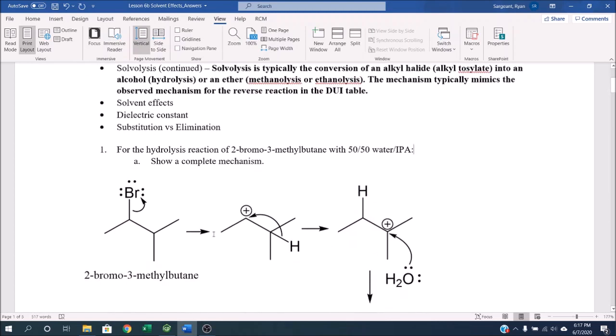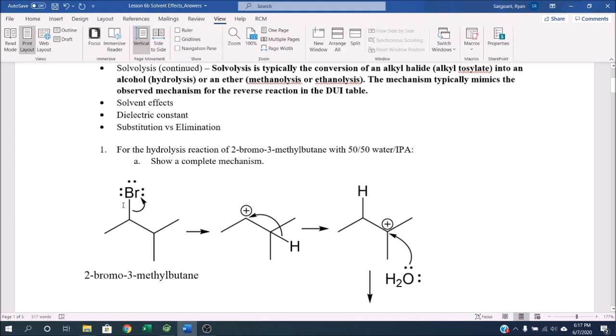So first I want to draw the chemical structure of 2-bromo-3-methylbutane. This is a secondary alkyl halide. And the DUI table tells us that if you take a secondary alcohol and react it with hydrobromic acid, you expect the mechanism to be SN1, but you also have to look out for shifts. And a solvolysis follows the same mechanism as we observed on the reverse reaction. So if a secondary alcohol goes through an SN1 with a shift, then a secondary alkyl halide will also go SN1 and has the potential for a shift. That's what we see in the second step.